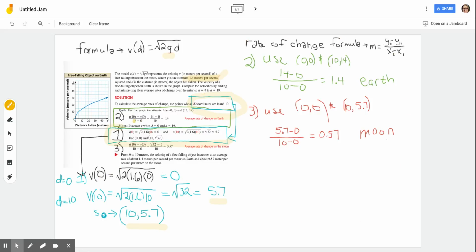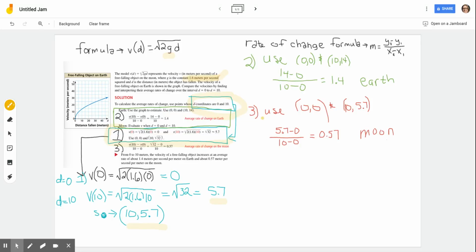So coming over here to step 2, which is their step 1, I'm going to use the coordinates 0, 0 and 10, 14 because they gave that to us. And I'm going to put it into the rate of change formula. I'm sure you remember the rate of change is y2 minus y1 over x2 minus x1. Okay, I have 0, 0 and 10, 14. So 14 minus 0 on the y's, 10 minus 0 on the x's, and I end up with 1.4. Okay, so that's the average rate of change for the Earth.